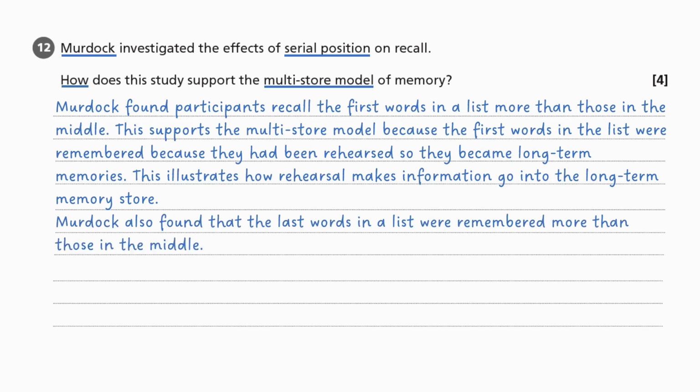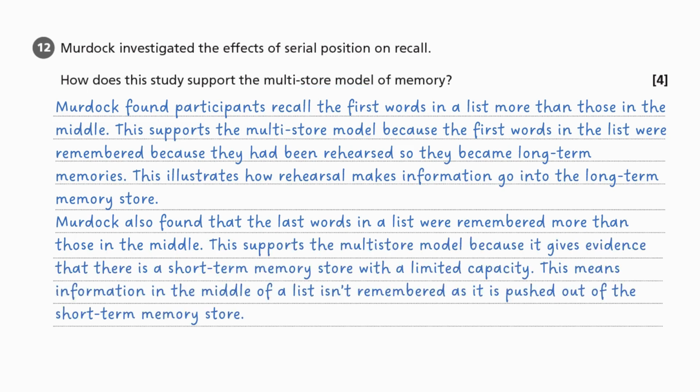And then secondly, Murdoch also found that the last words in a list were remembered more than those in the middle. So again, you're picking out what Murdoch found about the effects of serial position on recall. And then you're going to link that back to the multi-store model of memory. So this supports the multi-store model because it gives evidence that there is a short-term memory store with a limited capacity. And this means information in the middle of the list isn't remembered as it's pushed out of the short-term memory store.